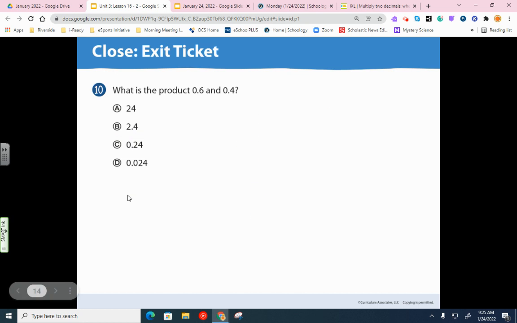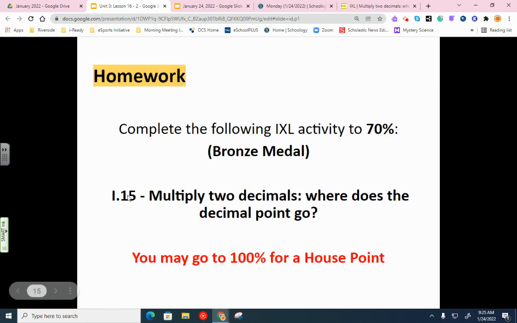Let's look at the classwork for today. For this one, it's IXL I15, multiply 2 decimals, and where does the decimal point go? It's going to give you multiple options, and you can figure it out based on that. Again, just use the techniques we've been using as far as finding out how many spots you're supposed to be jumping over to get that answer.